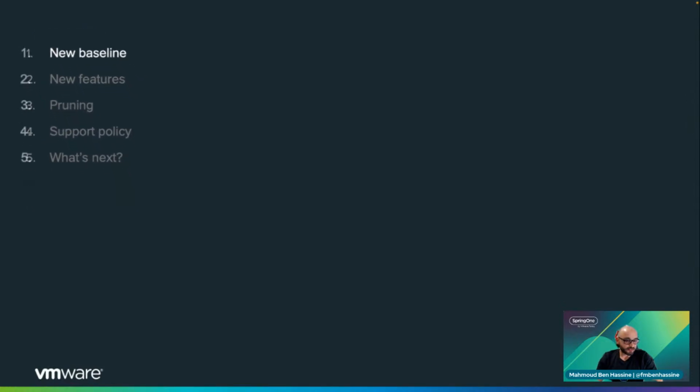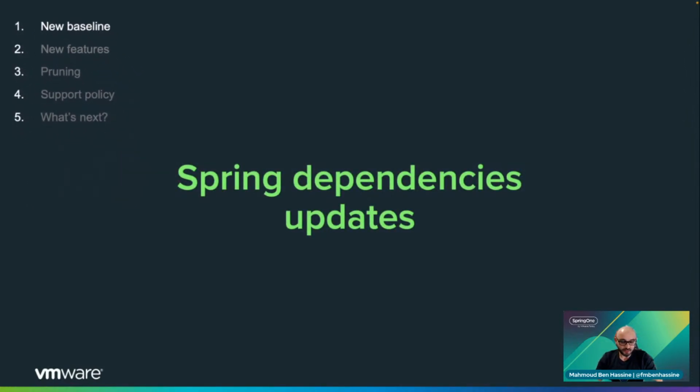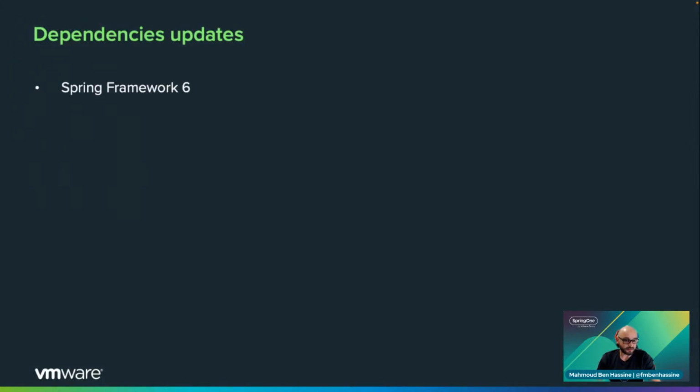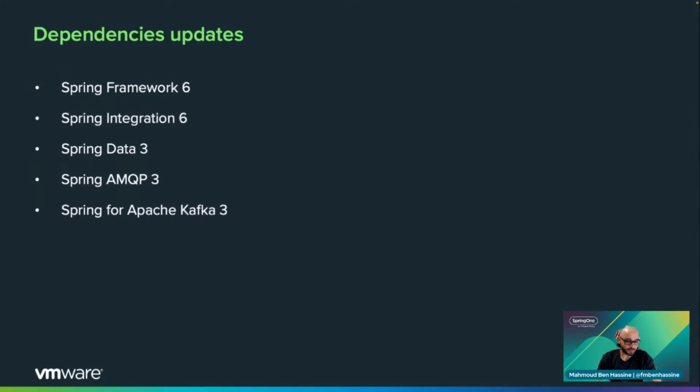So for the baseline, as with every major release, we take the opportunity to upgrade our Spring dependencies to their latest releases. So for Spring Batch 5, we upgraded to Spring Framework 6, Spring Integration 6, Spring Data 3, and so on. And all of these are major releases as well. Those are the Spring dependencies that Spring Batch is based on, and which we upgrade to their respective major releases every time.